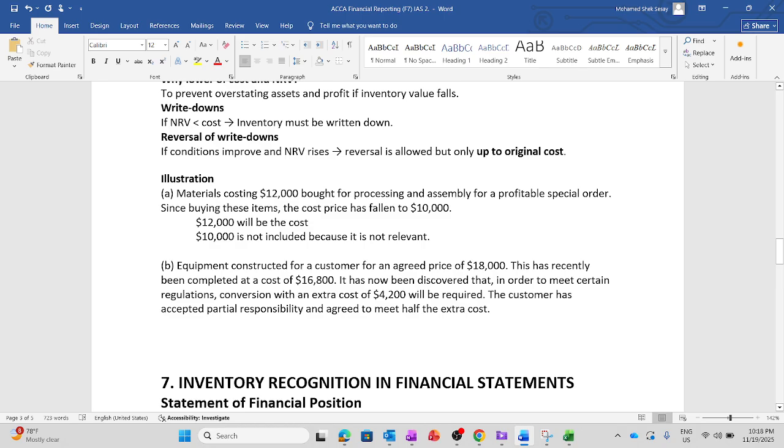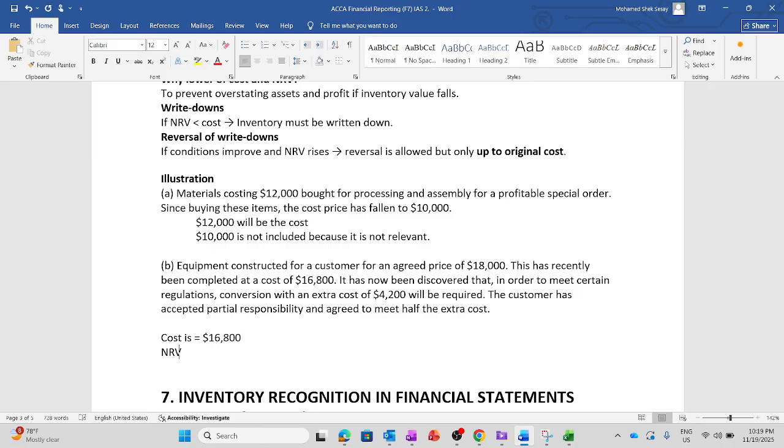Now we need to calculate the lower of the two. So the cost is equal to 16,800, while the NRV is equal to the 18,000 constructed cost, minus the half we are going to pay of the conversion cost. So we are going to divide it by 2. So we have 4,200 divided by 2.